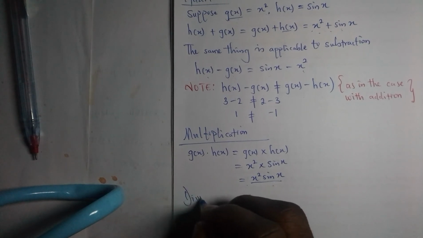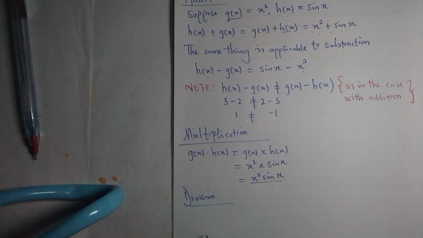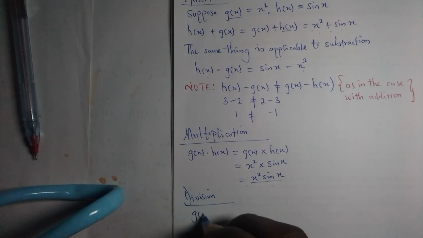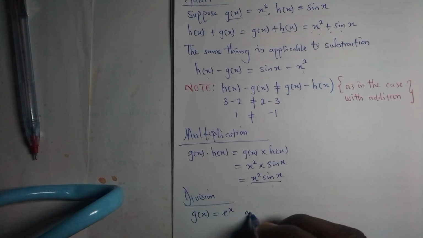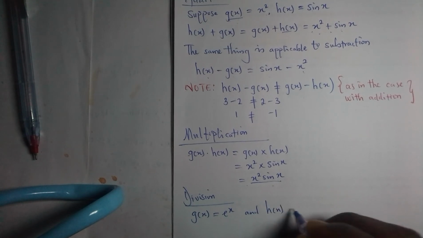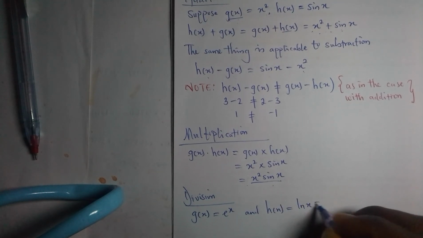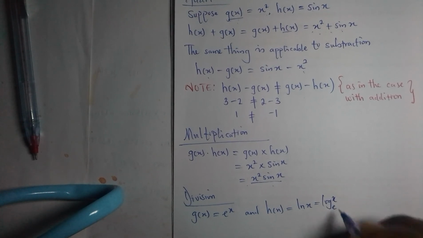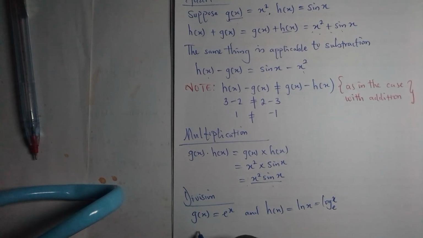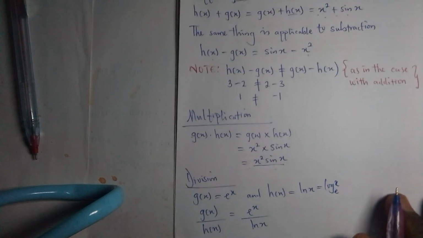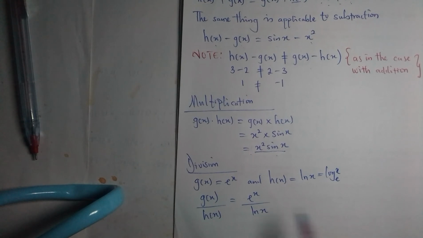Now for the division, I'm going to make use of other functions. Let's take for instance, let g of x be exponential x and h of x be equal to ln x, which is the same thing as log x base e, as I've explained in the previous video. So now g of x over h of x is equal to exponential x over ln x. So this is division, which you also call the quotient.